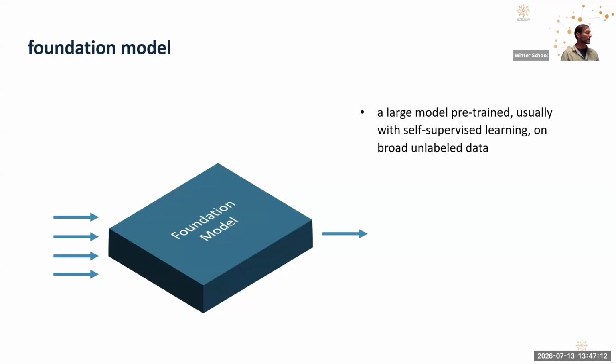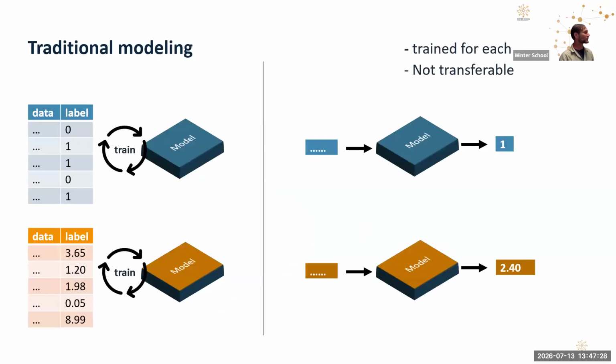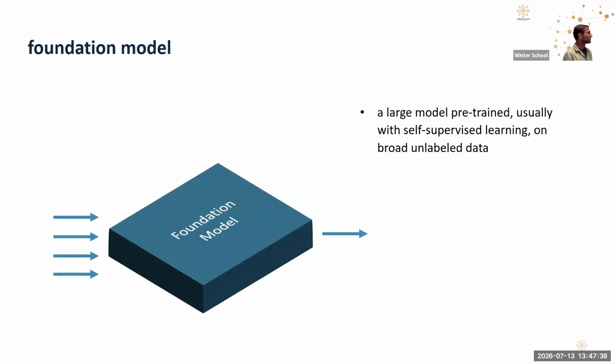So another type of model is a foundation model. A foundation model is, by this definition here, a large model pre-trained, usually with self-supervised learning, on broad, unlabeled data. If we compare that to the previous slide, where you have tables of labeled data for the blue model and the orange model, that would be a supervised training exercise. With the foundation model, you don't have that kind of data. The model has to teach itself, in a way, from the data. It has to figure out what's in the data on its own.